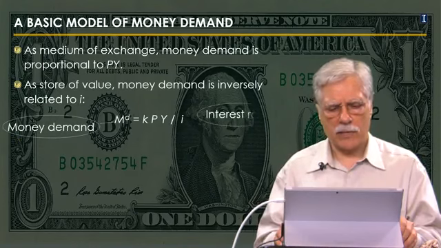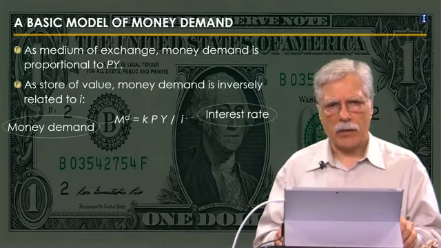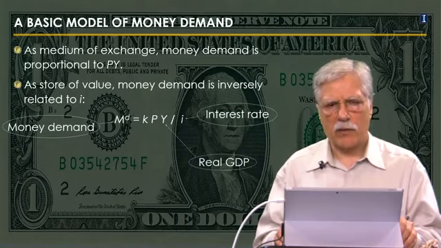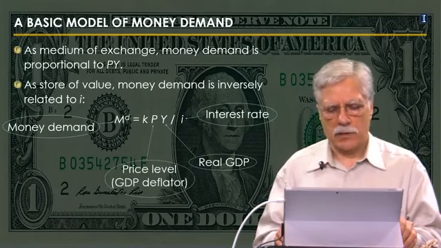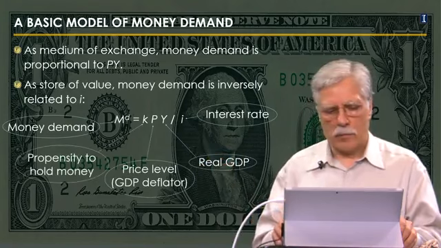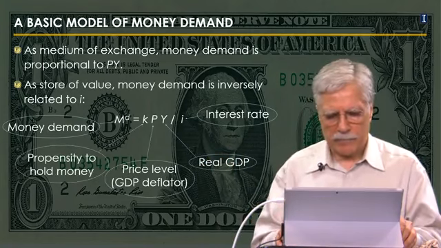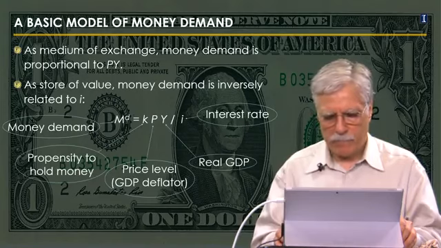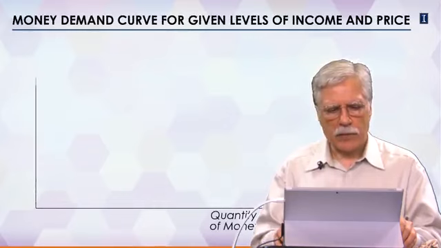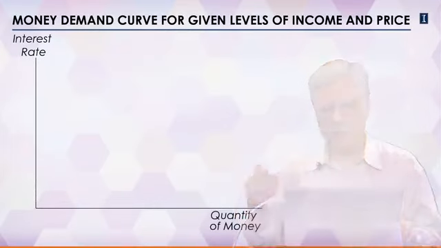MD is money demand, I is the interest rate, which is inversely related to money demand, Y is real GDP, P is the price level, and finally K, remember, is the propensity to hold money. Okay, now that was algebraic expression of demand for money.